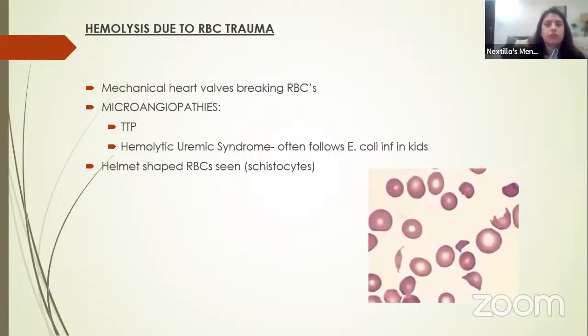Now, hemolysis can also be due to RBC trauma, as we talked. It can be due to microangiopathies like TTP, thrombotic thrombocytopenic purpura, or hemolytic uremic syndrome, which occurs after an E. coli infection in kids, or due to any mechanical breaking, like passing through mechanical heart valves. Now, these broken cells are seen like this on the smear. So these are called helmet-shaped cells or schistocytes. What is schisto? Schisto means broken. So broken cells.